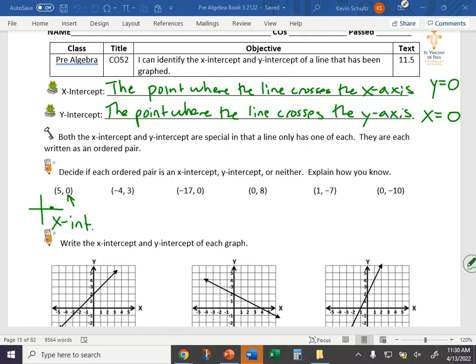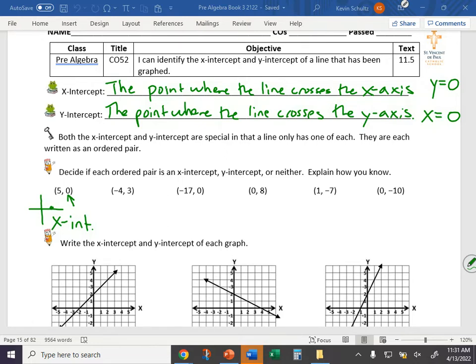Ethan, you look like you're searching for something. Yes, you can. Tony? Can we just put x? Right, intercept. Or int. Yeah.